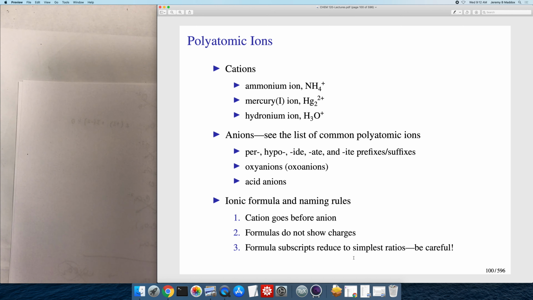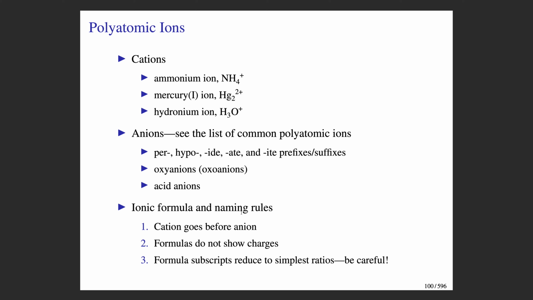lecture slides here. So the next task is to learn how to name ionic compounds. And so these are the 3 rules that you need to know, in addition to having all of those ions memorized. The cation always comes before the anion in both the formula and the name. When you're writing the chemical formulas, you don't include the charges on the ions. And then when you are generating the formula subscripts, you need to reduce the subscripts to their lowest whole number ratios, but you have to be careful about doing that.